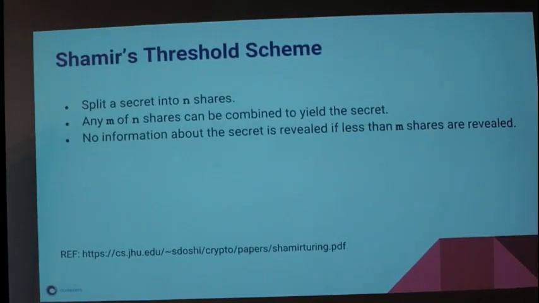So Shamir came up with, so this is like the S in RSA guy. So he came up with a split secret algorithm where you've got n shares, and you want to be able to recreate it using m of n shares, and you don't want to reveal any information about the secret if you've got less than m shares. There's a link to his paper.